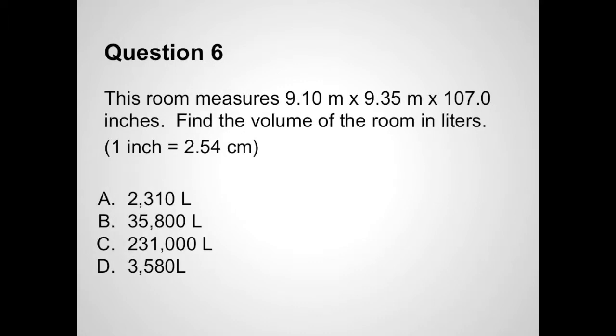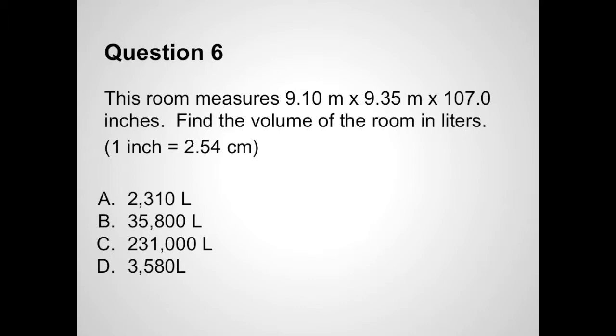If the room measures 9.1 meters by 9.35 meters by 107 inches, what is its volume in liters? So there's a couple things we need to do here. First, we need to convert the meters into centimeters, because that will give us cubic centimeters as a measure, which is a measure of volume. And then we can convert the cubic centimeters to milliliters and convert the milliliters to liters.